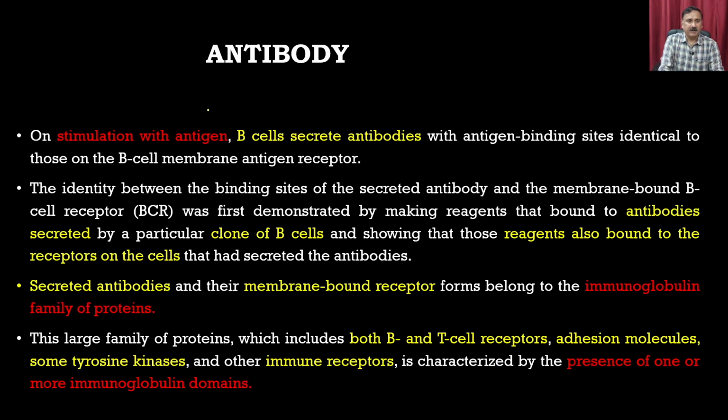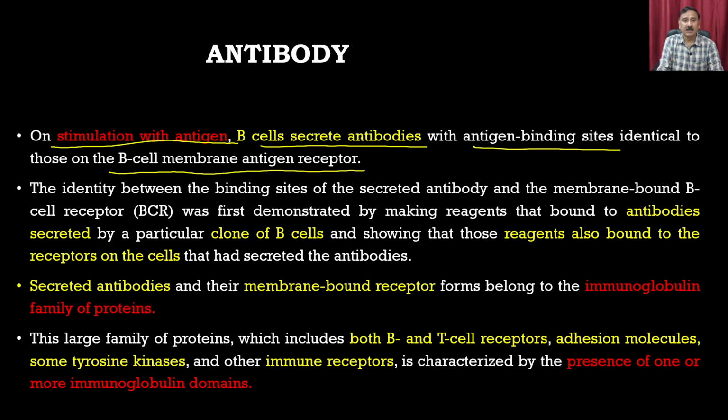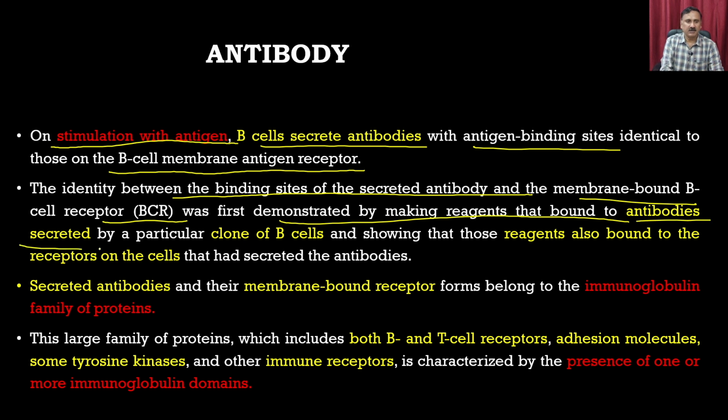On stimulation with the antigen, the B cells secrete antibodies with an antigen binding site identical to that of the B cell antigen receptors, right? The identity between the binding site of the secreted antibody and the membrane bound B cell receptor was first demonstrated by making a reagent that bound to the antibody secreted by a particular clone of the B cell, and those reagents were also found to bind a receptor on the cell that secretes the antibody.